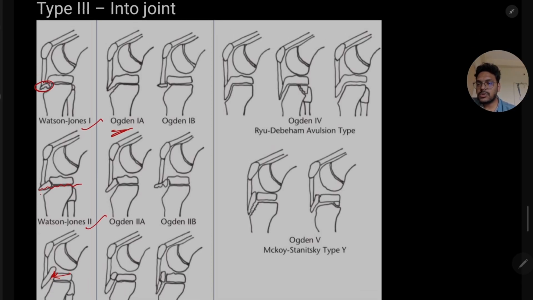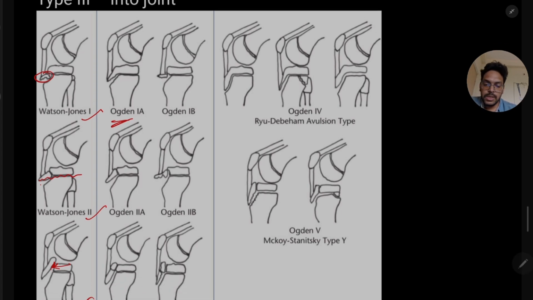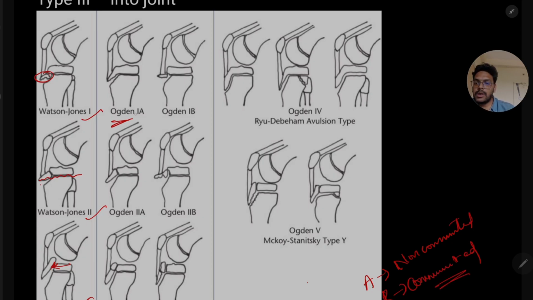This is the simple Watson and Jones classification for tibial tuberosity. What Ogden added is only two subtypes. Type A in Ogden is non-comminuted, and type B is a comminuted tibial tubercle fracture. So Watson and Jones type 1 non-comminuted is Ogden 1A. If it is comminuted, it is Ogden 1B.